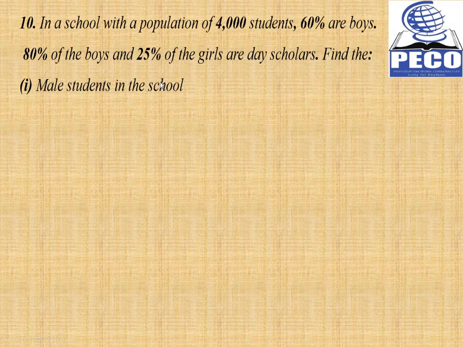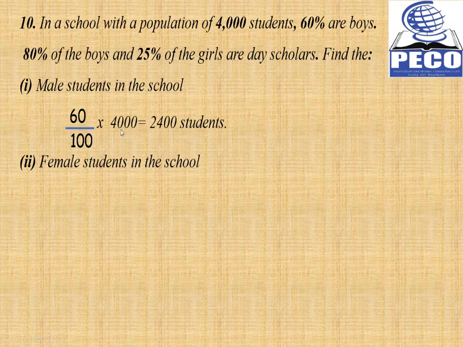So for the male students, we want the number of boys. And the question is clear. 60% are boys. So 60 out of 100 times the 4,000. And once you reduce this, you come up with 2,400 students. So if I have 2,400 students as boys, then the number of females in the school will be the total, which is 4,000, minus the number of boys. And that gives us 1,600 students.